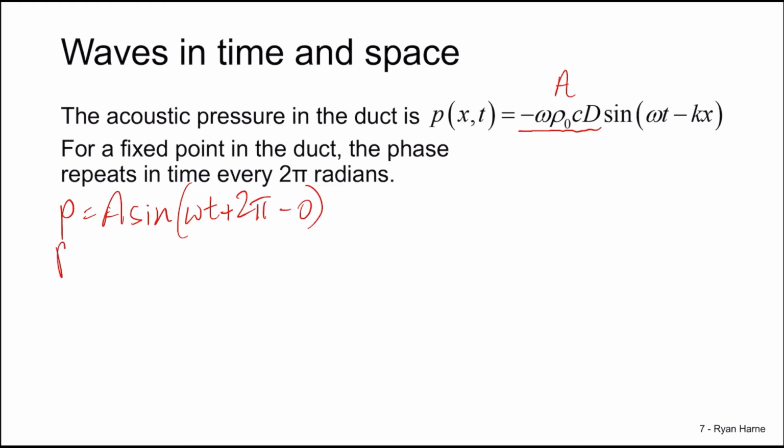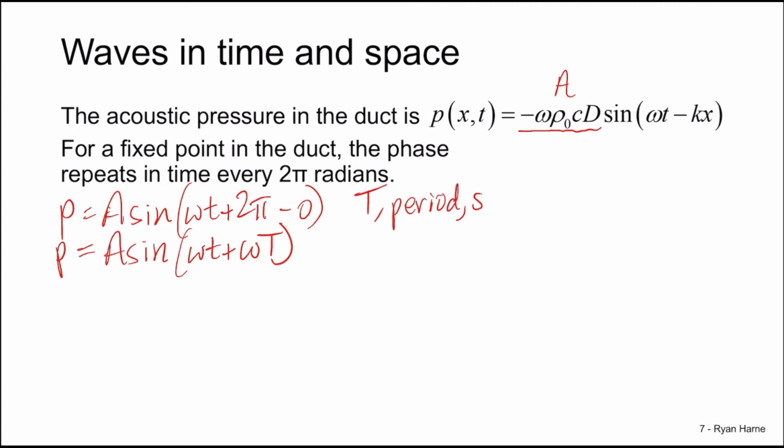We can introduce a new term to simplify this. P is equal to A sine omega t plus omega capital T, where capital T is the period. It has units of seconds, and it is related to the angular frequency omega by T is 2 pi on omega.